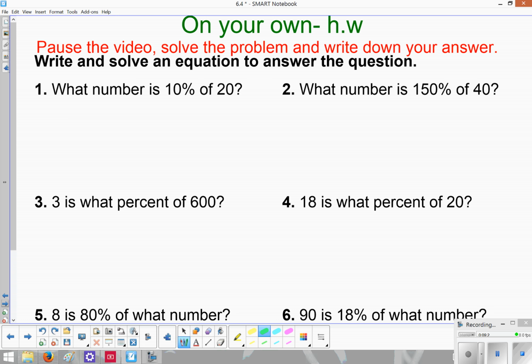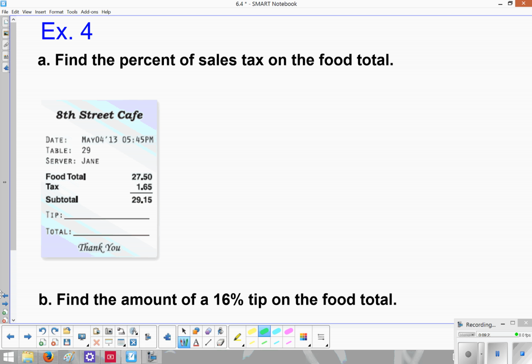All right. For the next one, example 4, it's talking about a receipt bill for a meal that you went to. So for the first one, we're going to go ahead and solve and find the percent. So let's go ahead and underline the things that we need to find. The percent of sales tax. So it looks like we're trying to find the percent for this question. And for this one, it says find the amount. So we're finding the amount on a tip that's 16%.